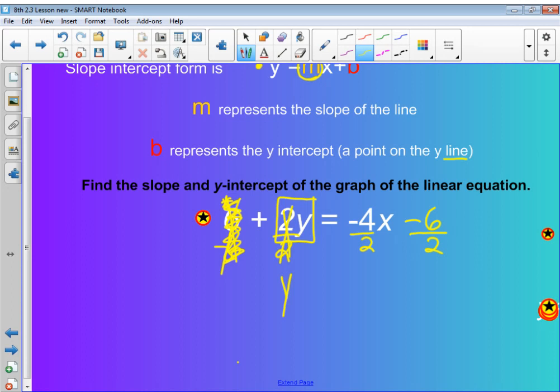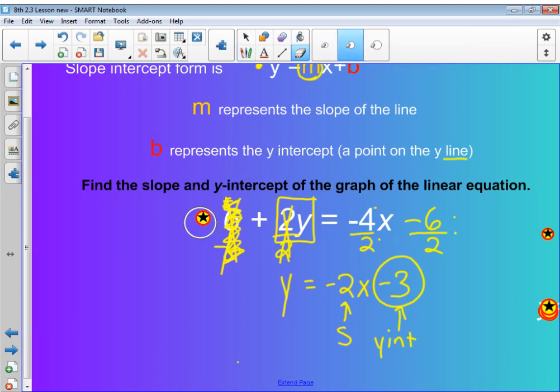So negative 4 divided by 2 is going to give me negative 2, and then I would just put my x behind it. Negative 6 divided by 2, well, 6 divided by 2 is 3, and it's a negative 3. So my y-intercept equation is negative 2x minus 3. This would be my slope. This would be my y-intercept. And we would include that negative with the 3 when we graph it. Okay? All right, so let's try another one of those.